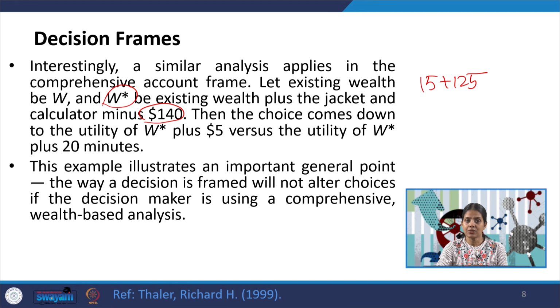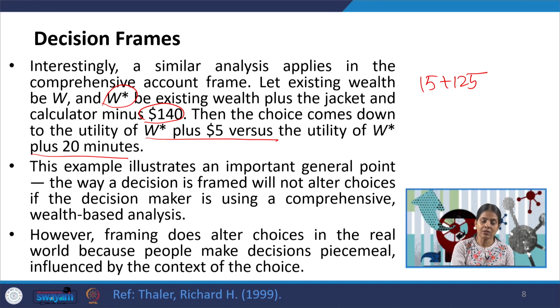This example illustrates an important general point. The way a decision is framed will not alter choices if the decision maker is using a comprehensive wealth based analysis, because again you can see that it comes down to W star plus $5 versus W star plus 20 minutes. So, whether you would be willing to take that 20 minutes drive in order to save $5 or not, that is again the bottom line, and that shows it is not contingent upon whether you are driving to save $5 against $15 or $5 against $125.